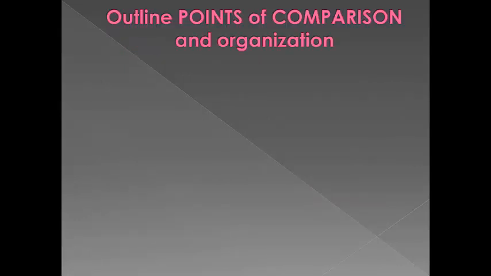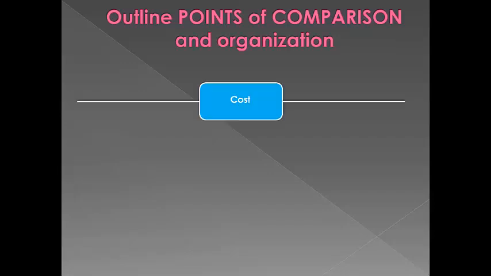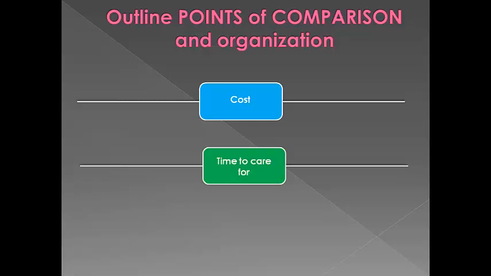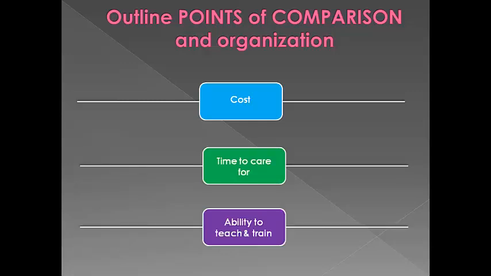Now, we have that information. We're going to outline our points of comparison and our organization. So we said that one point could be the cost. What does it cost to get this pet and to take care of it? A second could be how much time it takes to care for the pet, and the ability to teach and train the pet. Now, these are our 3 points.